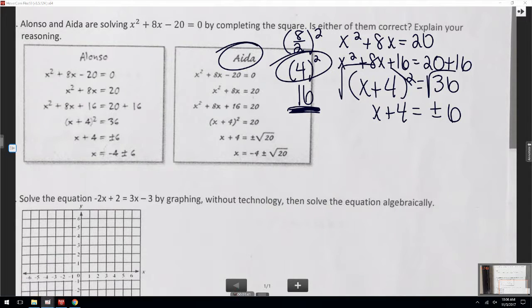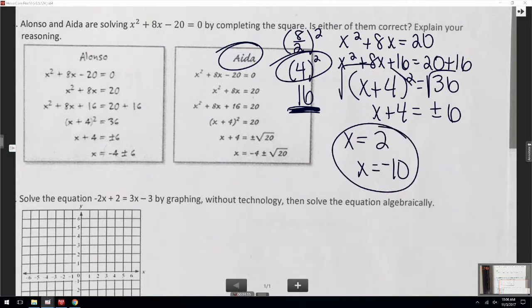Yeah? See, Alonzo didn't finish. He didn't give me my answers. What's positive 6 minus 4? 2. What's negative 6 minus 4? So technically they're not both right.